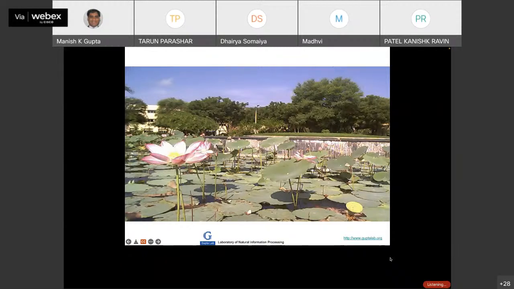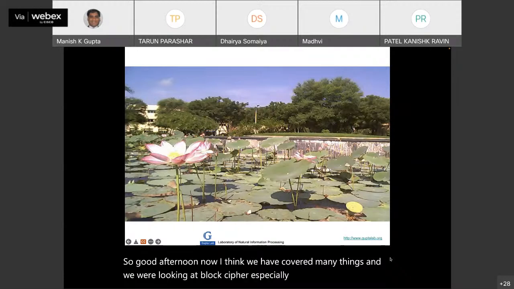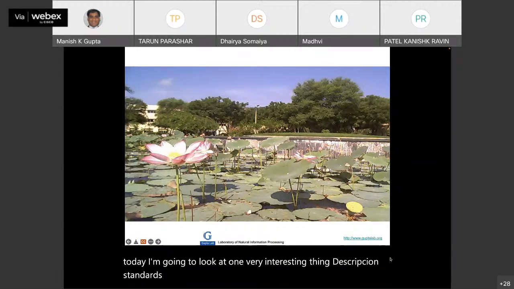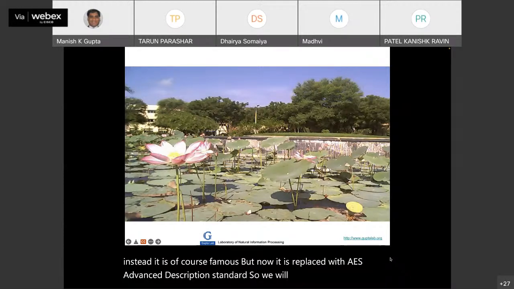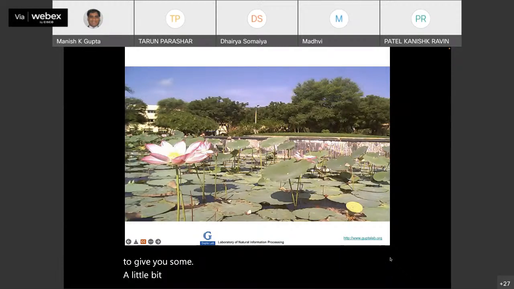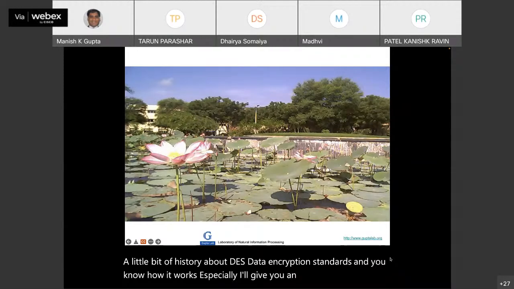Okay, so good afternoon. Now I think we have covered many things, and we were looking at block ciphers, especially iterated block ciphers. Today I'm going to look at one very interesting thing, the Data Encryption Standard, which was very famous at one point of time, and still is, but now it is replaced with AES, the Advanced Encryption Standard. We'll talk about AES in my next class. Today I'm going to give you a little bit of history about DES and how it works. Especially I'll give an example, the key idea about it.